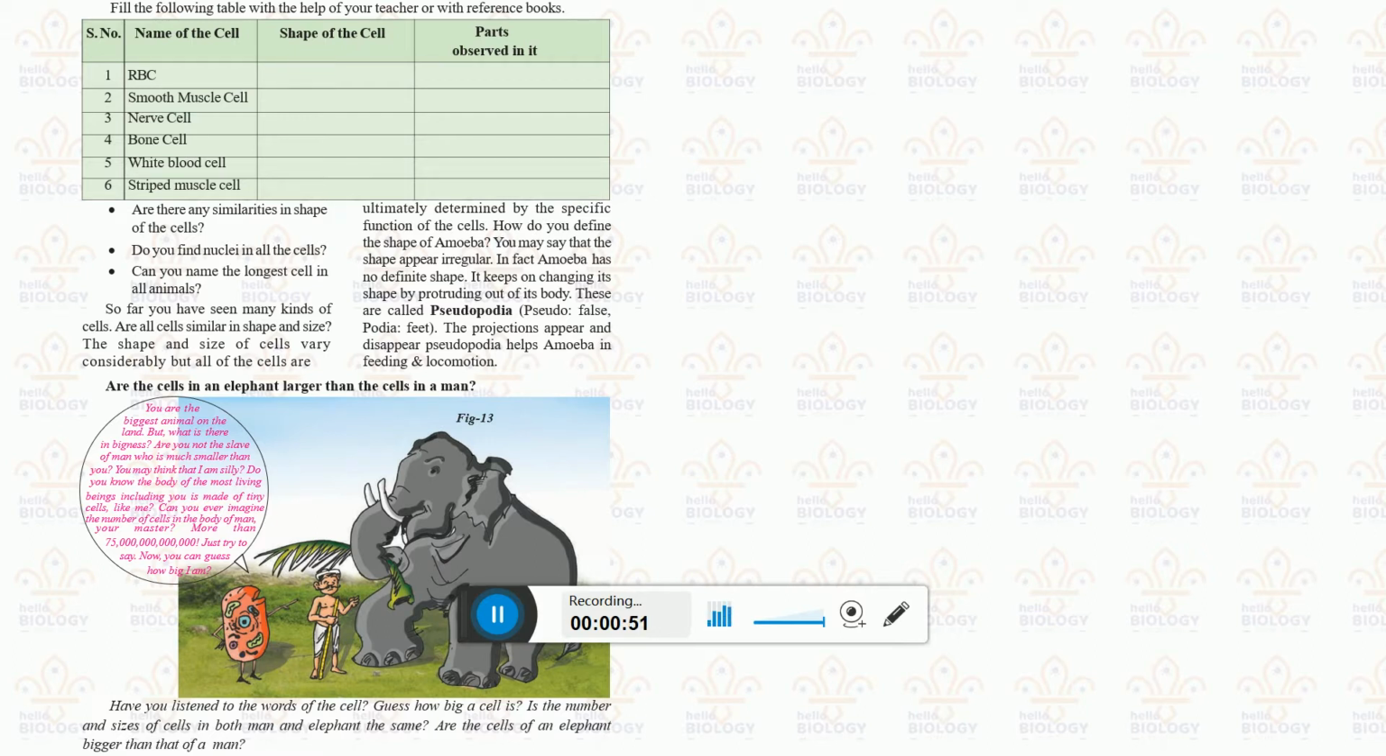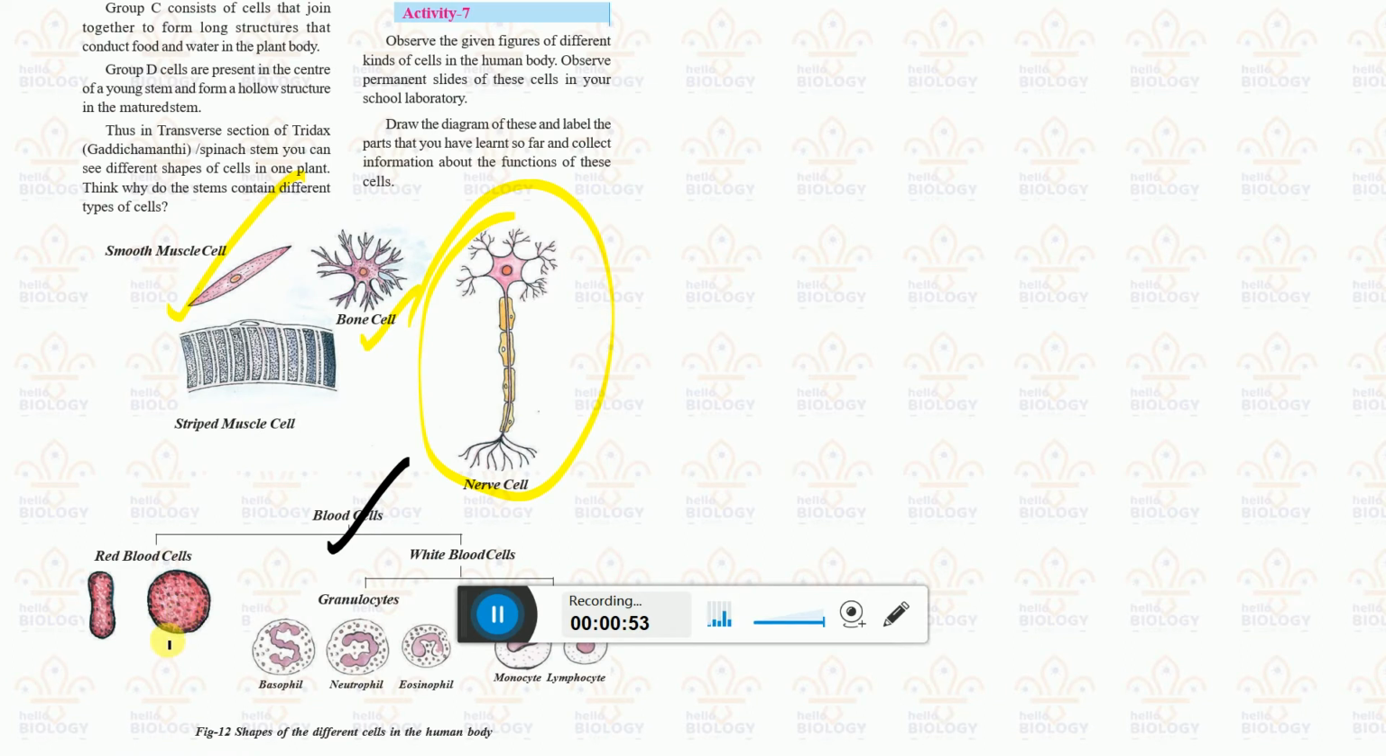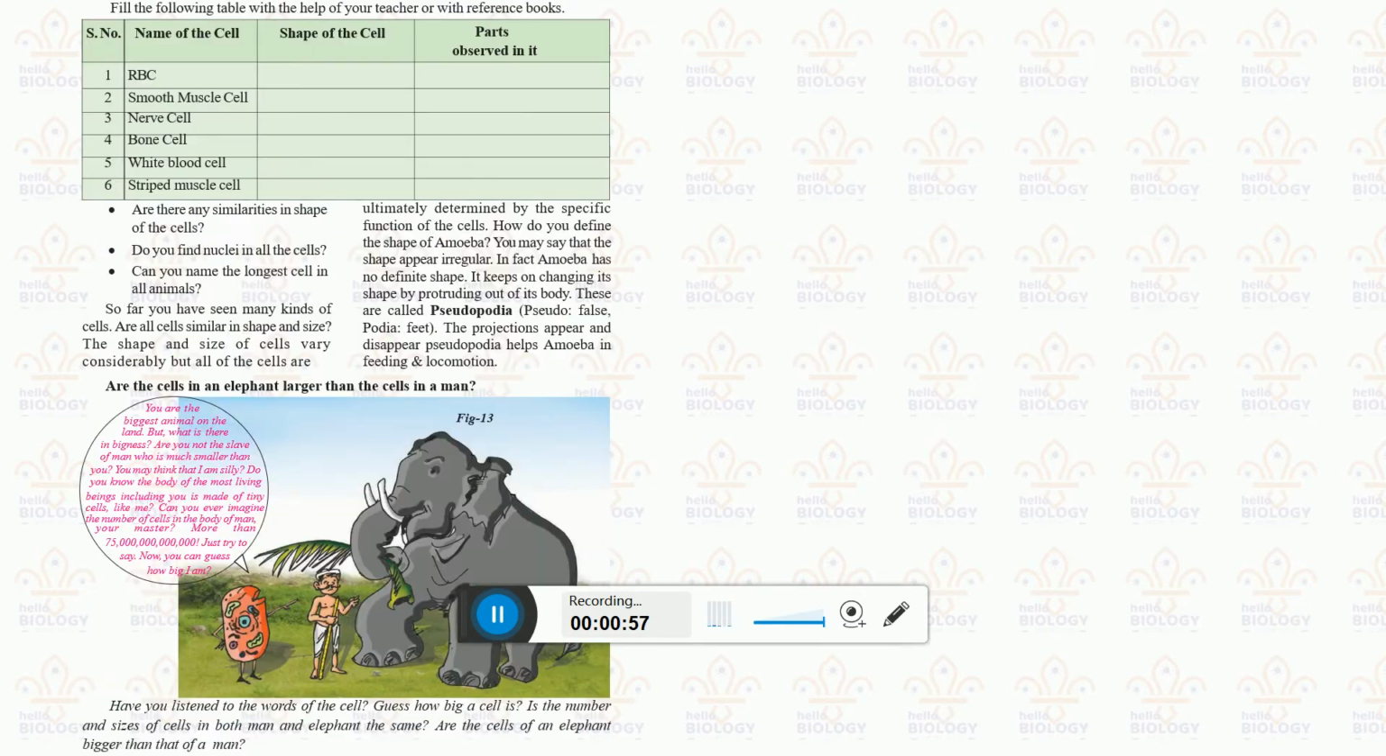RBC cells, what is the shape? Here you can see RBCs. Circular shape we said, and we need to write here circular shape. This is known as circular shape. And next one here, it is parts observed in it. Parts observed in it are nucleus, cell membrane, cytoplasm. Three parts are there.